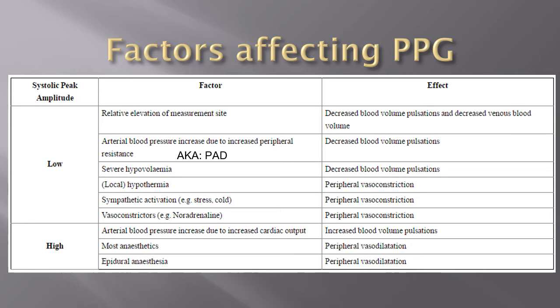Alternatively, factors that create high systolic peak amplitude due to increased blood volume or peripheral vasodilation include arterial blood pressure increase due to increased cardiac output, i.e. an amped up patient, most anesthetics, and epidurals.